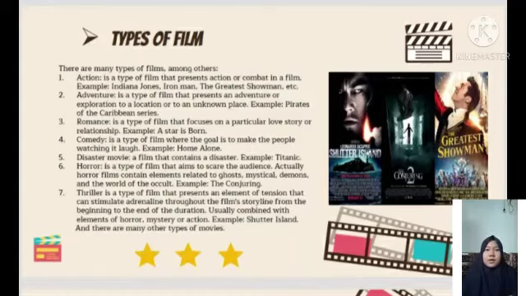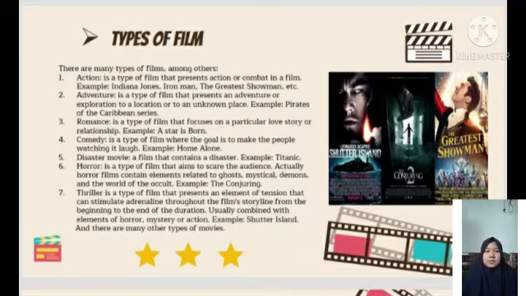3. Romance. Romance is a type of film that focuses on a particular love story or relationship. Example, A Star is Born. 4. Comedy. Comedy is a type of film where the goal is to make the people watching it laugh. Example, Home Alone. 5. Disaster movie. Disaster movie is a film that contains a disaster. Example, Titanic.